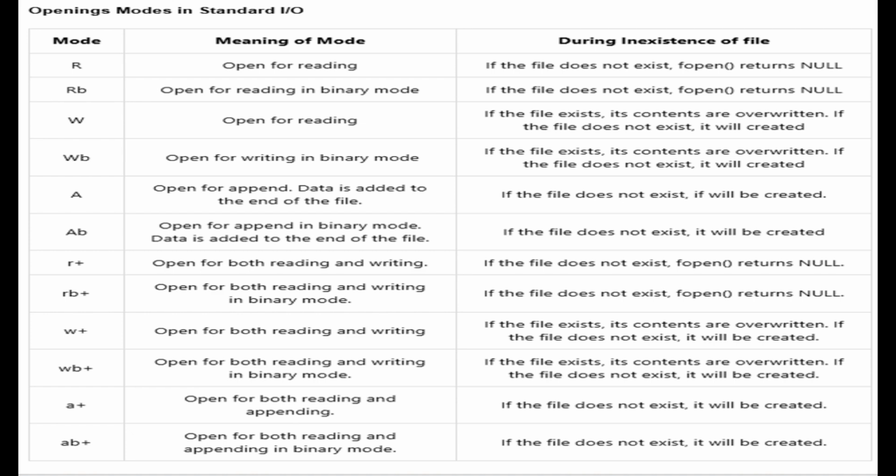Now, these same modes also exist in binary form by adding B, for example, rb, wb, ab, rb+, and so on. These are used when we work with binary files instead of text files, like images or videos. So that's the basic idea of file opening modes in C. Knowing them is very important for file handling programs and practical exams.